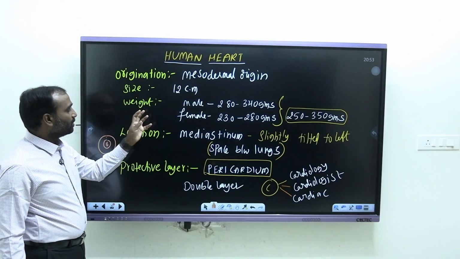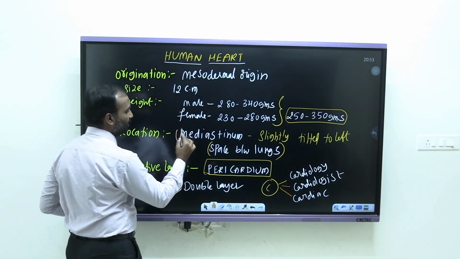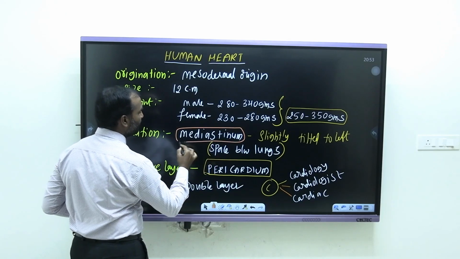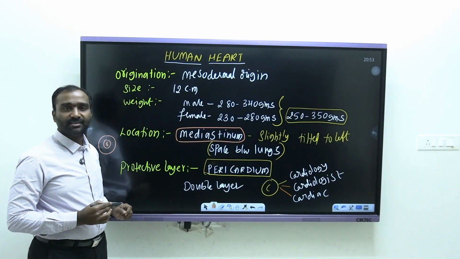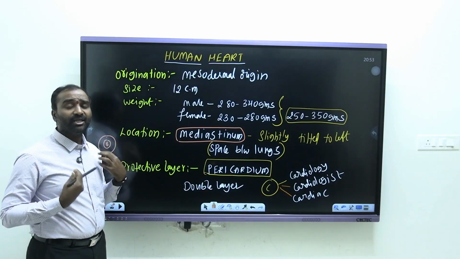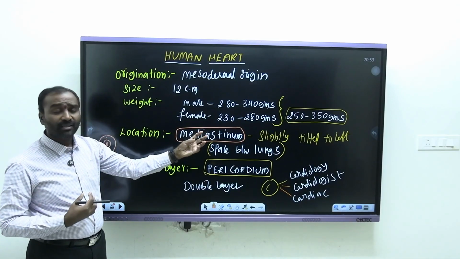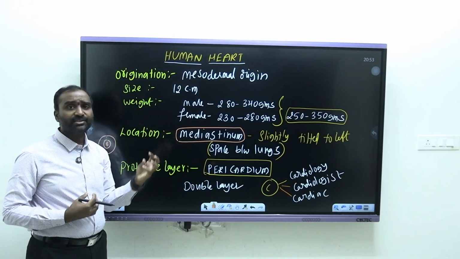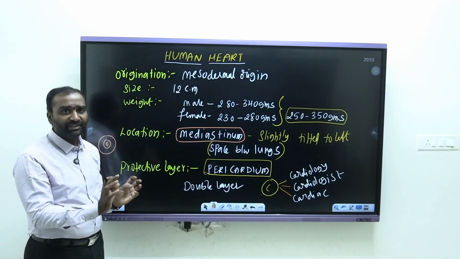Then the place. What is the place of the heart? It is nothing but the mediastinum. Mediastinum is a place between the lungs where the heart is located, and that area is called the mediastinum, the mid region, slightly toward the left side.